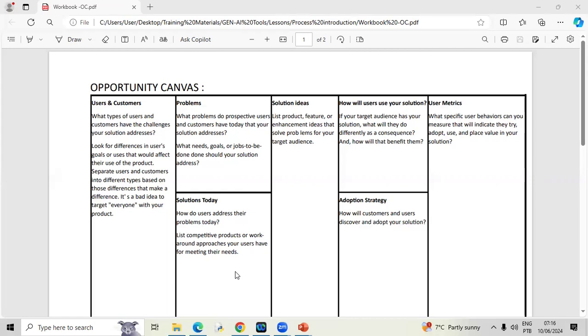And once you get the solution idea, put it on paper. So first you need to understand the problem statement. You need to find the users and customers, then do so much research to fix exactly what the current status of the problem statement is. Then what are the new solution ideas you are getting? Once you have all the solution ideas, you proceed with how the users will take the solution.